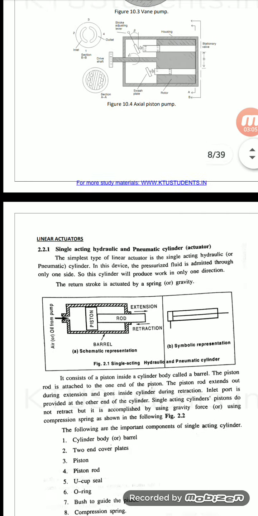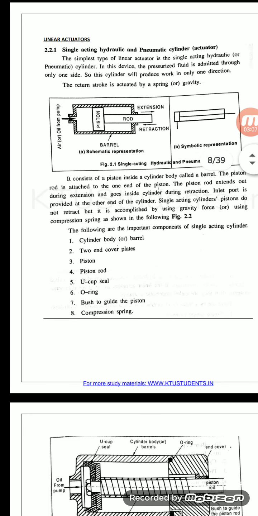Next, linear actuators. So linear actuators mainly include single acting hydraulic and pneumatic cylinder actuators. The simplest type of linear actuator is the single acting hydraulic or pneumatic cylinder. In this device, the fluid is admitted through only one side of the cylinder, and it produces work in only one direction. The return stroke is actuated by a spring or gravity. First one, schematic representation.